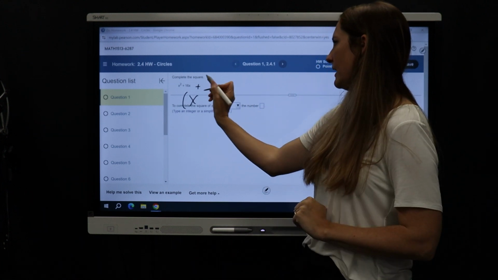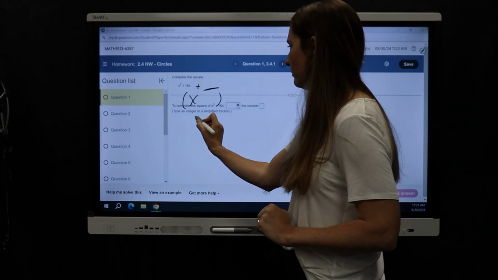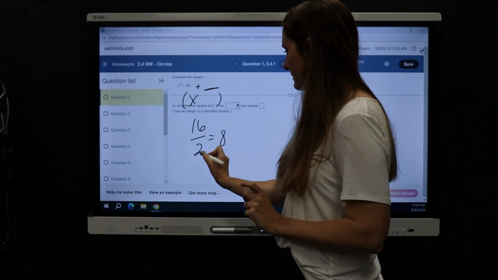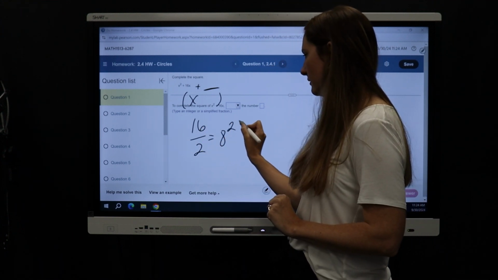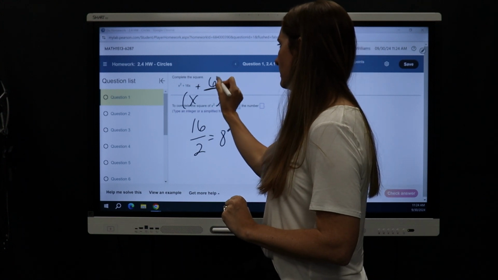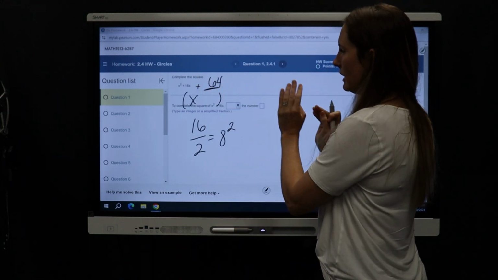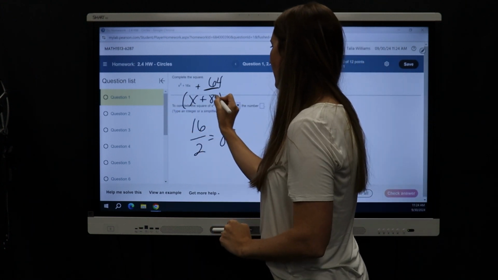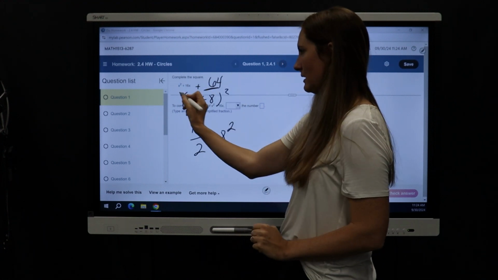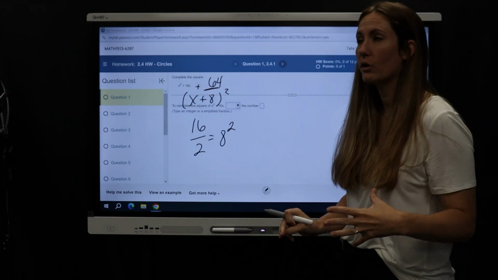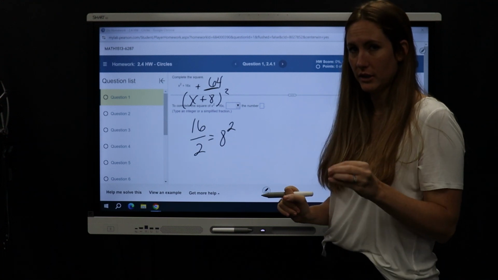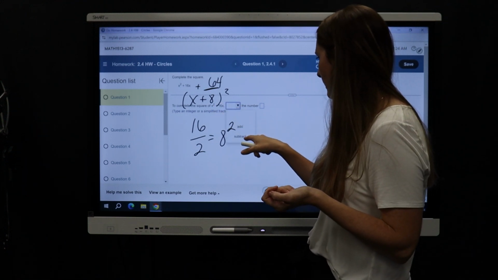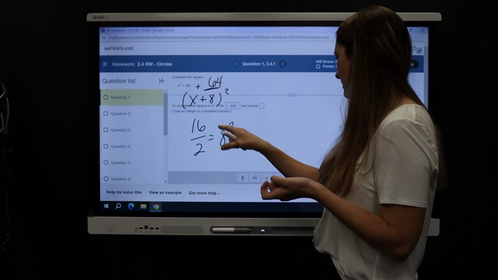But here, we're going to take 16 and we divide it by 2 to get 8, because 16 divided by 2 is 8, and then we square it. So 8 squared is 64. This right here would complete this square. This makes it so I can go ahead and say x plus 8 squared gives me this, which is how we're going to be able to find that center of a circle later on. So right here, to complete the square of x squared plus 16x, add the number 64.